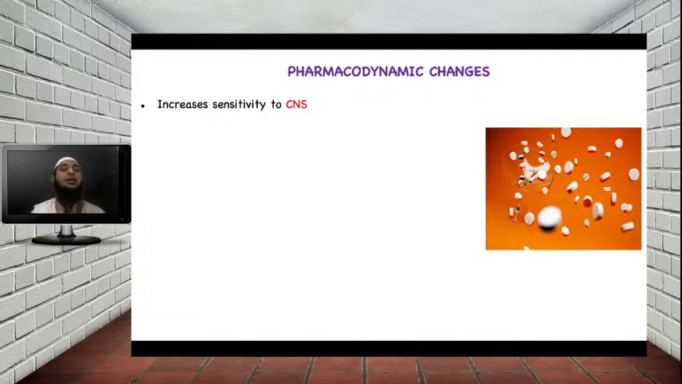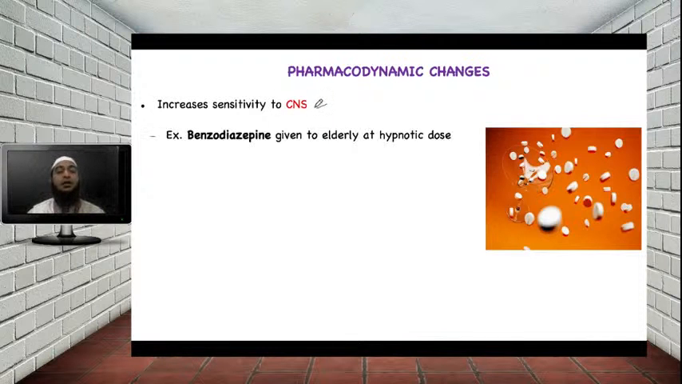They are affected in the case of the elderly patient. Let's move on to the pharmacodynamic changes occurring in the elderly patient. It is observed that in elderly patients there is increased sensitivity of the central nervous system. This we have already seen. When you give a benzodiazepine to an elderly patient at a hypnotic dose, what is expected? It is expected that the hypnotic drug produces sleep during the night.